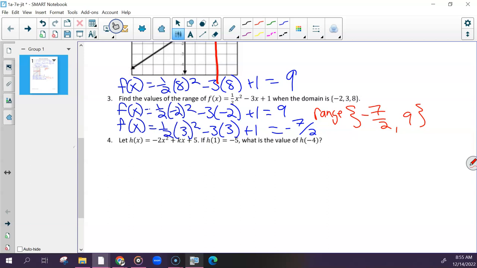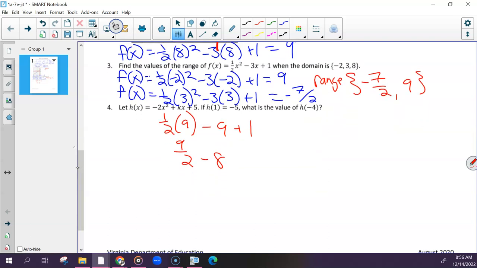Questions on 2 or 3 before we do 4? Otis. Can we actually solve by hand the one where we input in 3? Mm-hmm. Let's see. That would be 9 minus 9 plus 1. This would be 9 over 2 minus 8. 9 over 2 instead of being 4.5 would be the same thing. 9 over 2 is 4.5. Okay. So if you had negative 3.5, that would also work. Okay, that's what I have.